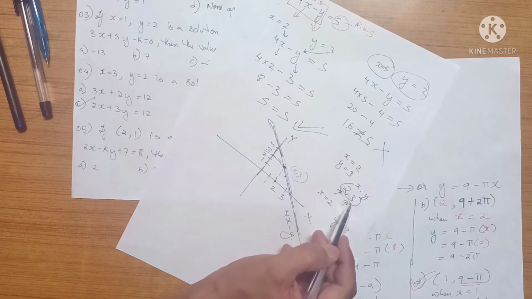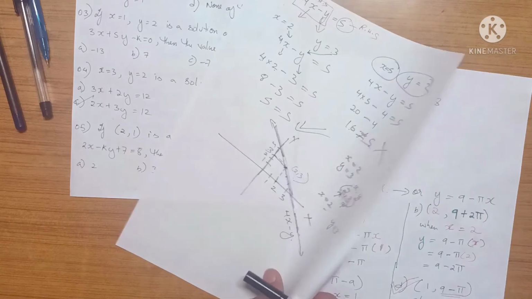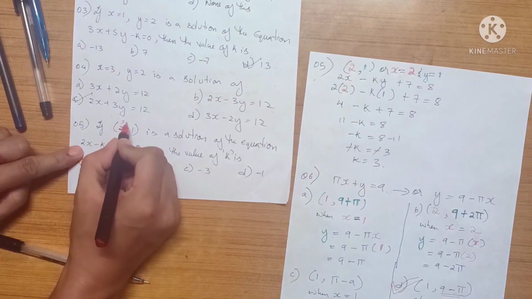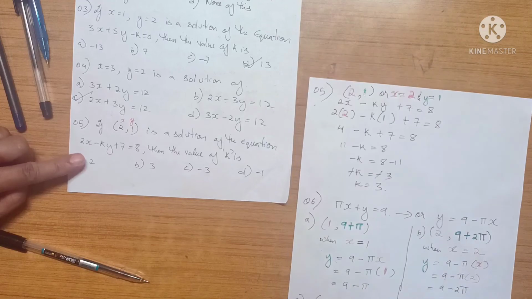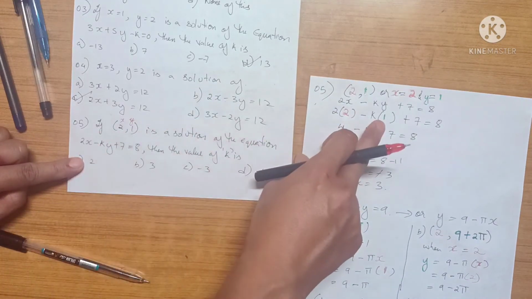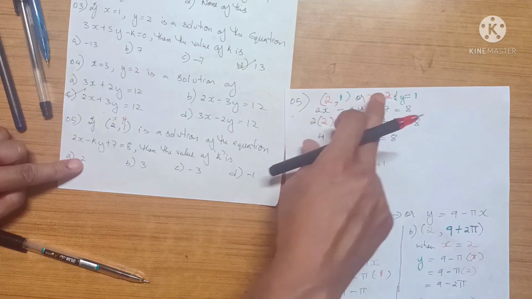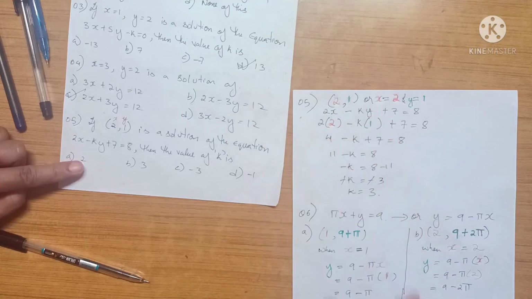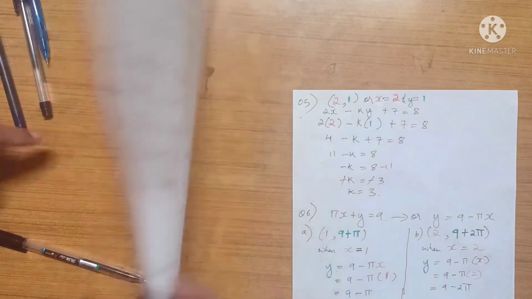So which means this is going to be your x and this is going to be your y. Got it? So instead of x, I'm going to put 2. Instead of y, I'm going to put 1. Because x is 2, y is 1, and the equation is this. So instead of x, this, y is this, solve it, you'll find your k.